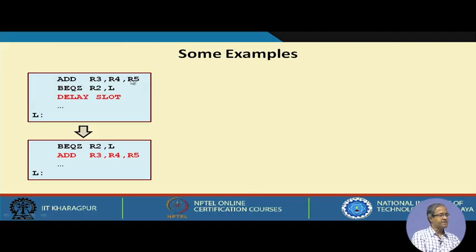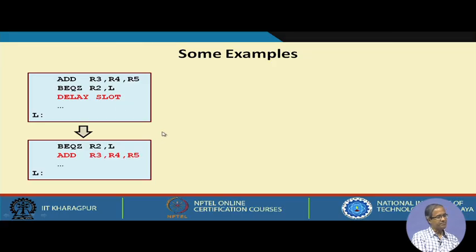Fine. So, let us take some examples. Suppose I have an add instruction followed by a branch, if R2 is 0, jump to L, and there is a delay slot after that. So, you see the add instruction is executed before the branch always, right. So, there is no harm if I move this add to the delay slot, because whenever there is a branch, the delay slot will also be executed and the add is coming here. So, we are saving this time, we are not wasting the delay slot, rather we are moving a useful instruction. So, whenever the branch is taken or not taken, add will always be executed.